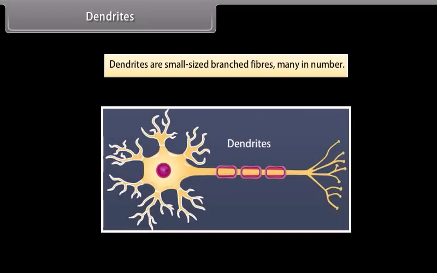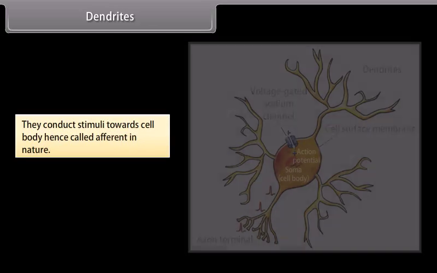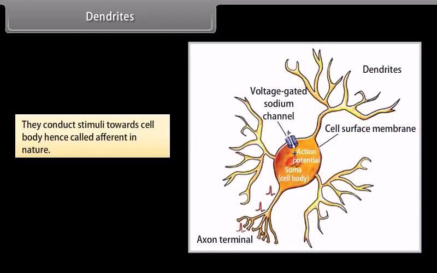Dendrites. Dendrites are small-sized branched fibers, many in number. They conduct stimuli to its cell body, hence called afferent in nature.